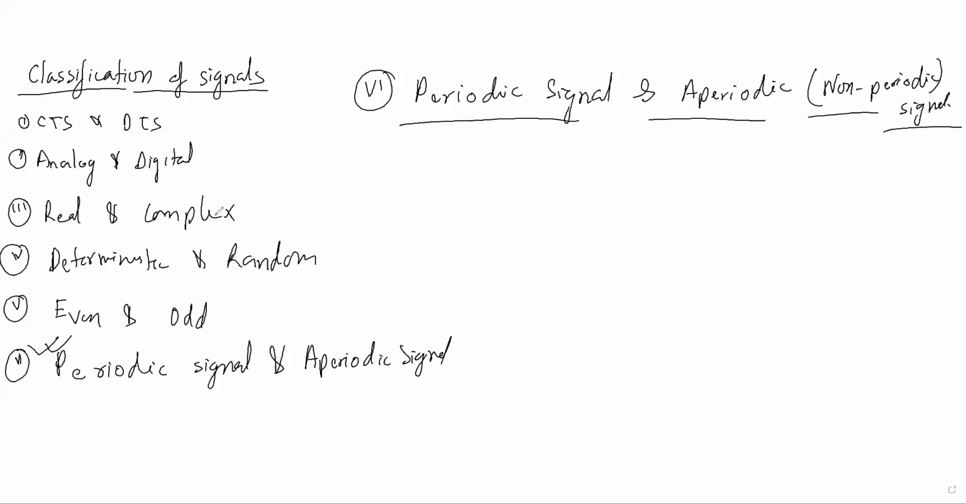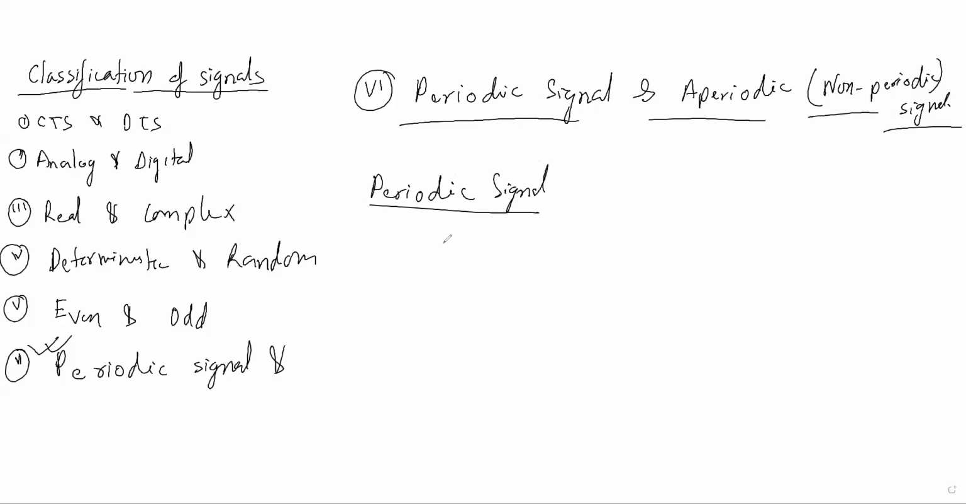Then also let me give the definitions. What is called periodic signal? Okay? So what is called periodic signal? A signal which repeats its shape after a specific interval of time. It is called a periodic signal. Okay?